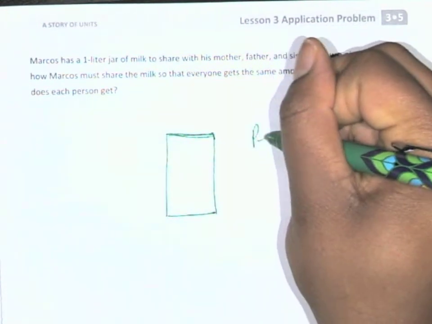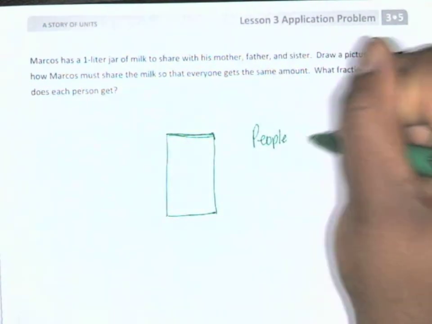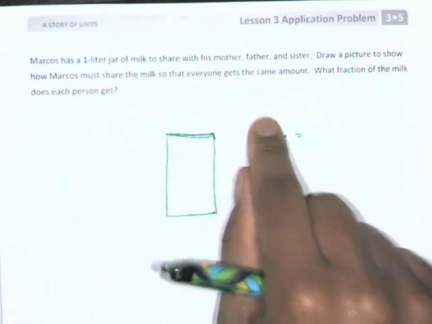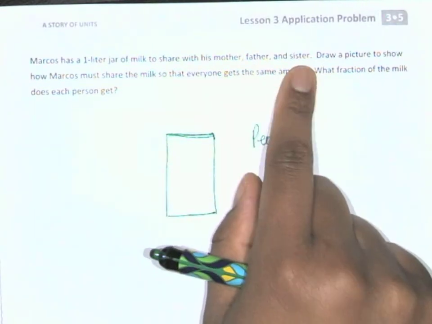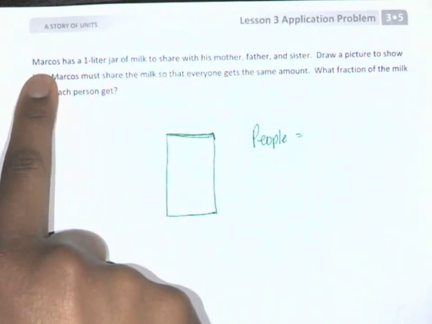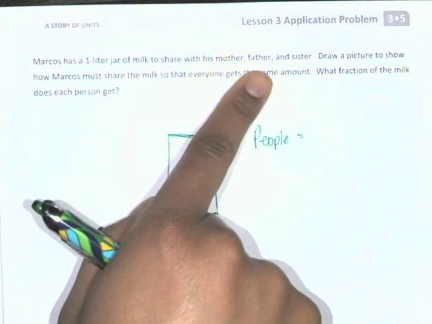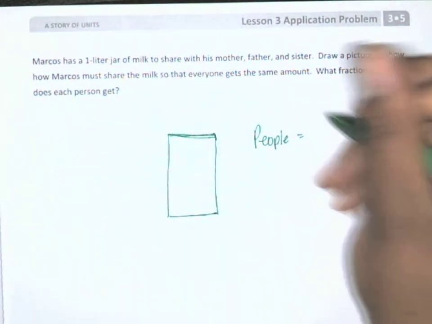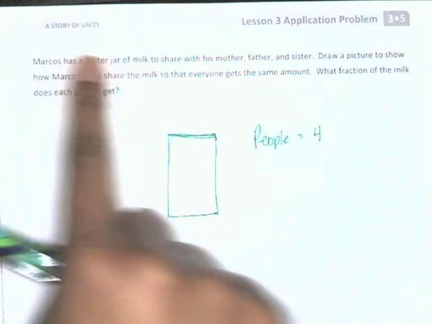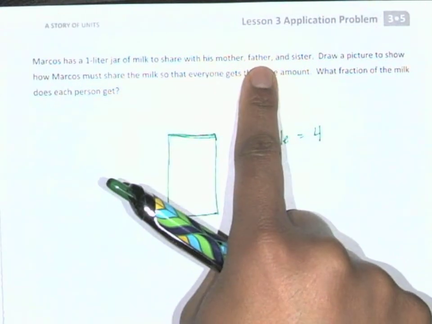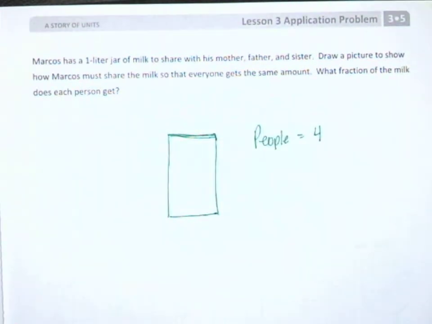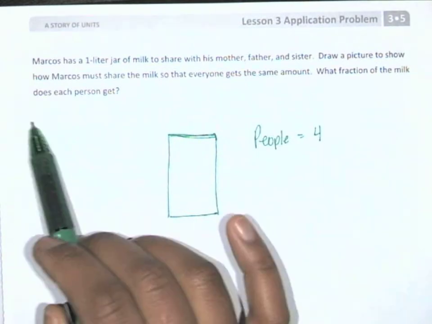It's very important for us to know exactly how many people, because it would be very easy to say, oh, it's just his mother, father, and sister. That's 3 people, but you cannot forget Marcos. He gets a part of the milk too because he is sharing it with his mother, father, and sister. So we have 4 people. 1, 2, 3, 4.